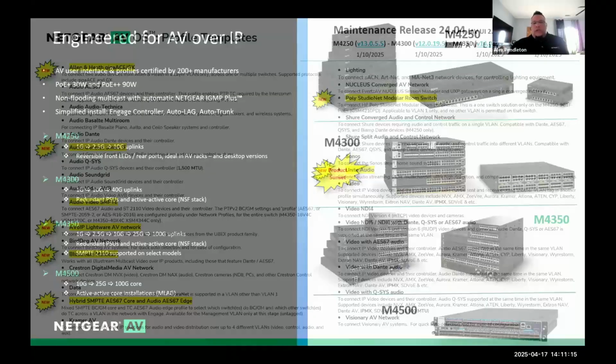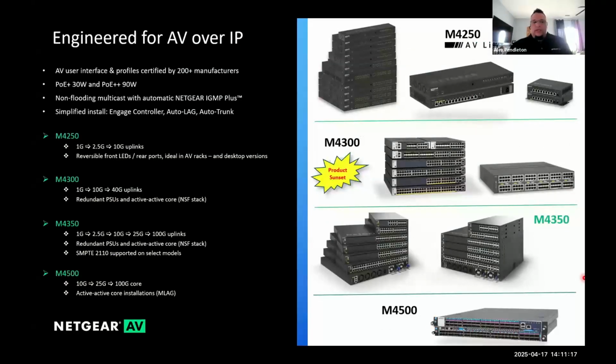So to cover the main lines one more time. You have 13 switches in the M4250s. The maximum uplinks are 10 gigabit, so you can create a 1 gigabit audio over IP, or you could do a video over IP with a 10 gigabit network backplane. The M4300s were our first IT switches that were kind of converted to AV, but they were built with IT in mind.